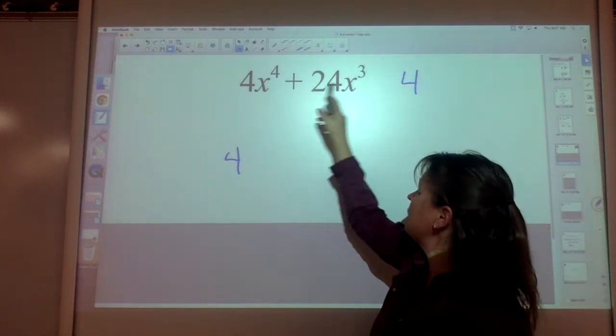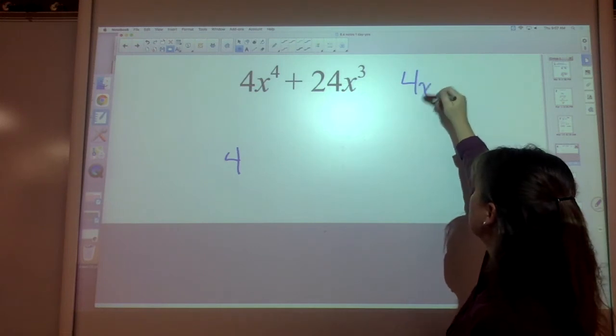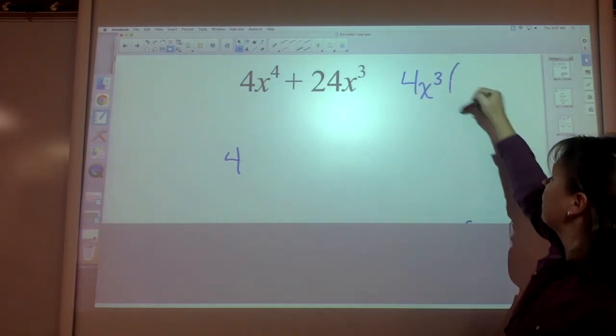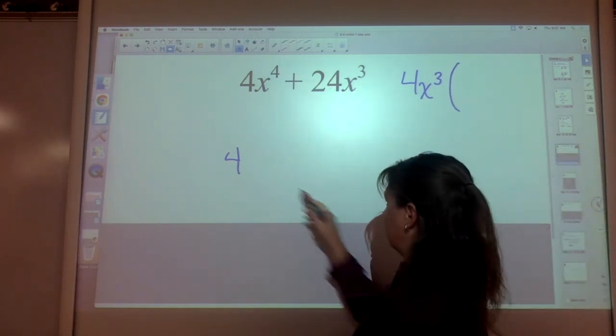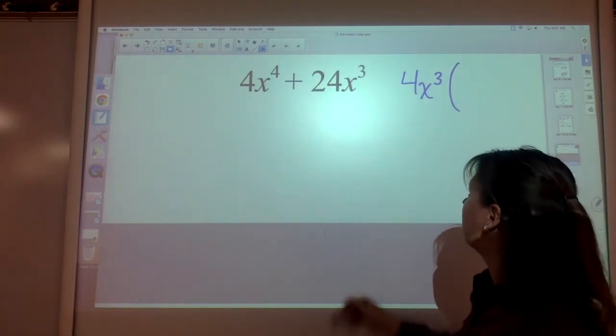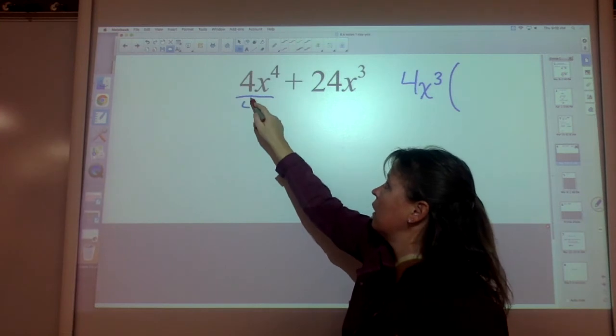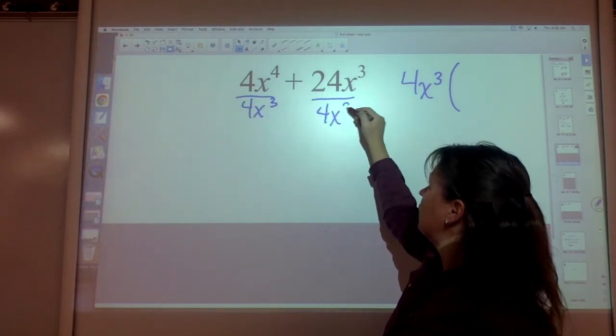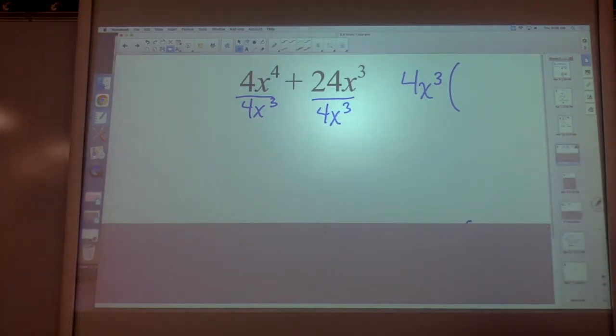How many x's do they have in common? 3. Always take the least amount of x's. That's your greatest common factor. So again, I don't know if you want to write it lower or off to the side. I'll do it off to the side on this one. Once you find the greatest common factor, you divide each one of them using the quotient rule by 4x cubed.